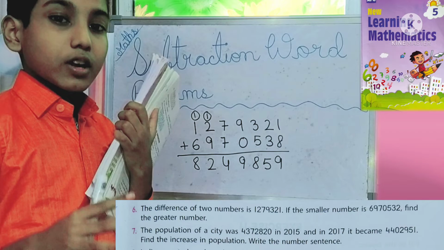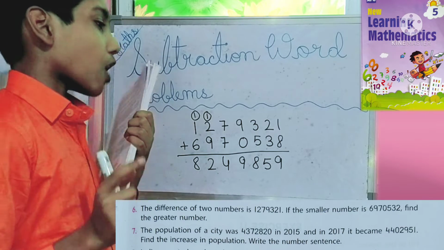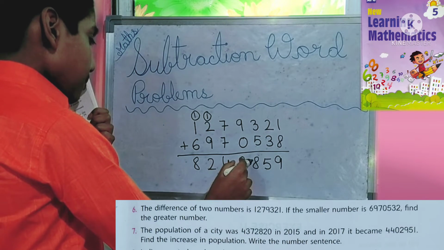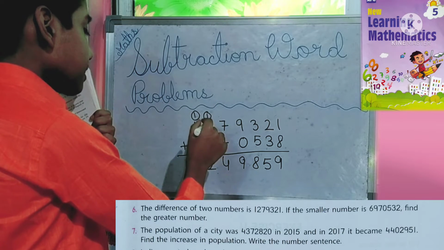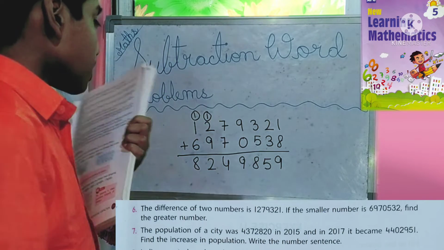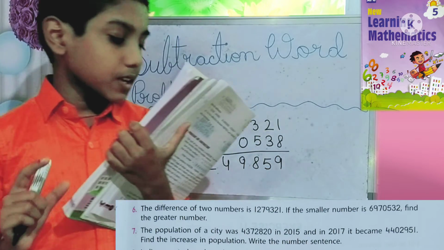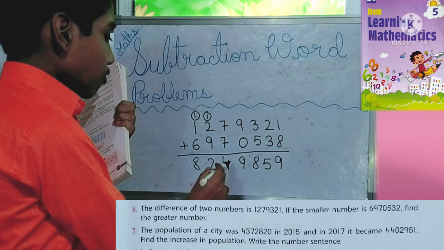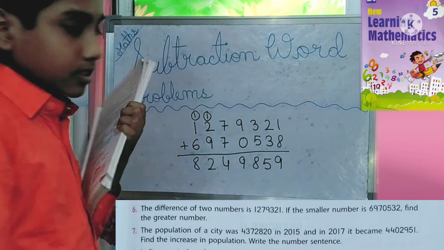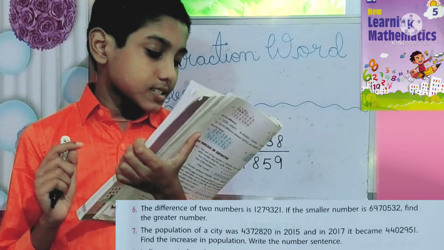You can recheck it. I am telling you how you can check. You can minus this number from this number and then you will get this answer only. So in that way you can check, and the answer will be that the greater number is 8249859. Like this. Now number 7.